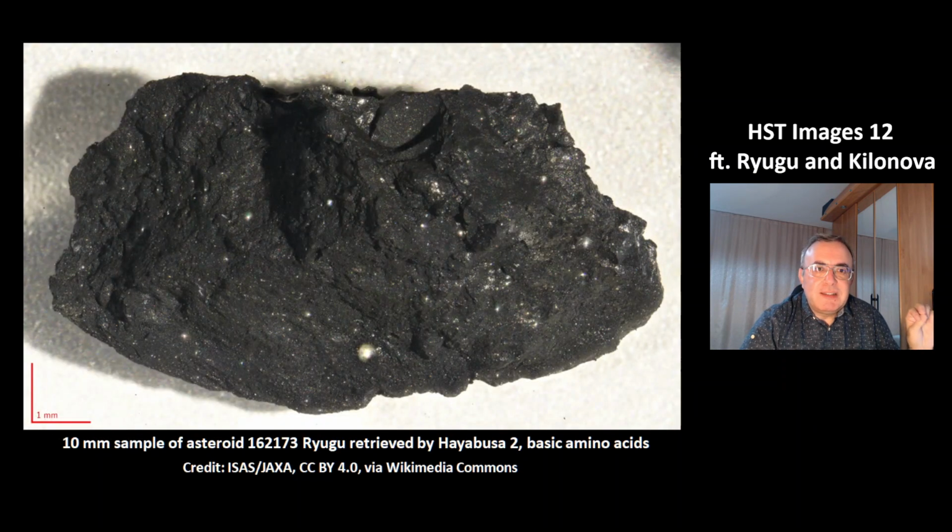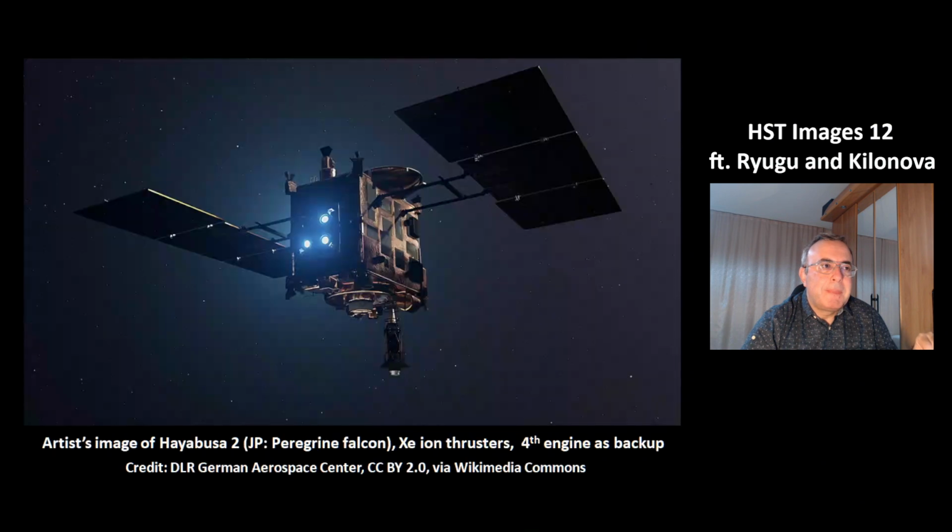This is a picture of a 10 millimeter sample of the asteroid 16217 Ryugu, which was retrieved by Hayabusa 2. And in this sample, basic amino acids were found. And this is an artist's image of the spacecraft Hayabusa 2. Hayabusa is Japanese word for peregrine falcon. This spacecraft has xenon ion thrusters. And you can see 3 of the 4 engines are activated. The 4th engine is a backup.